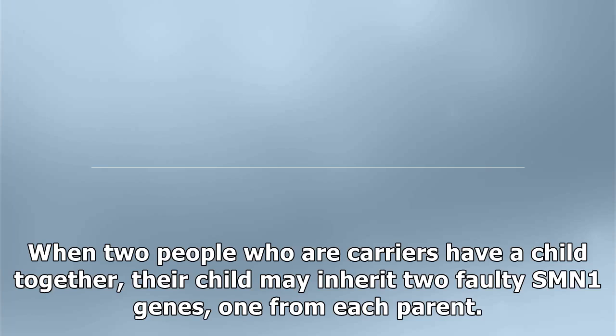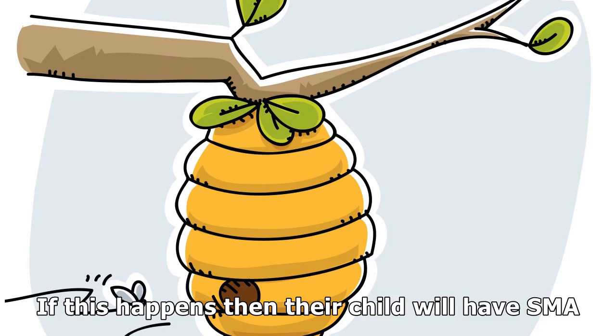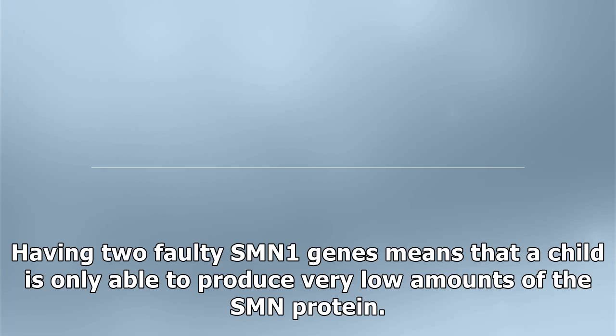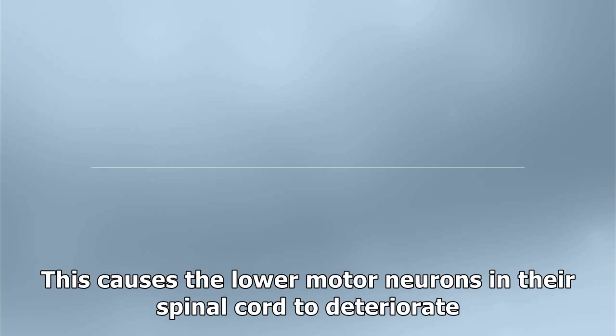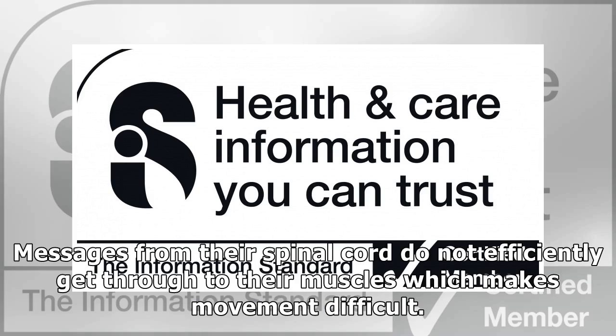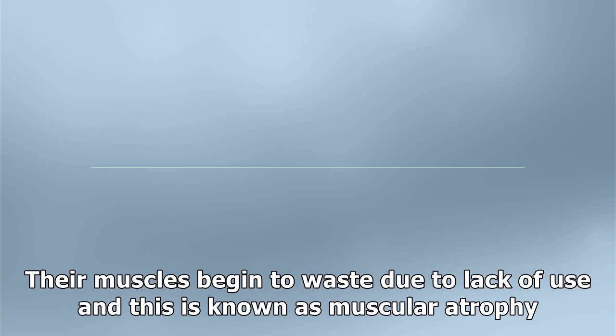When 2 people who are carriers have a child together, their child may inherit 2 faulty SMN1 genes, one from each parent. If this happens, then their child will have SMA. Having 2 faulty SMN1 genes means that a child is only able to produce very low amounts of the SMN protein. This causes the lower motor neurons in their spinal cord to deteriorate. Messages from their spinal cord do not efficiently get through to their muscles, which makes movement difficult. Their muscles begin to waste due to lack of use, and this is known as muscular atrophy.